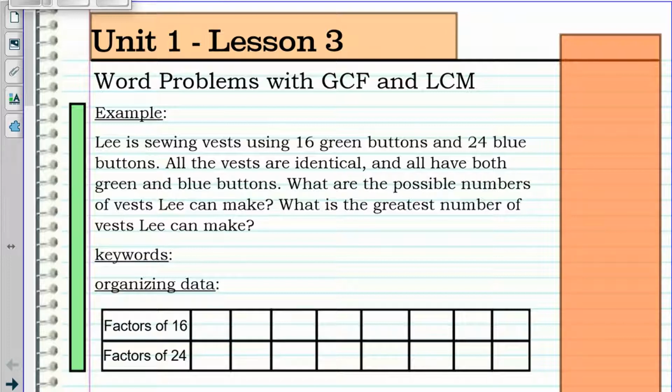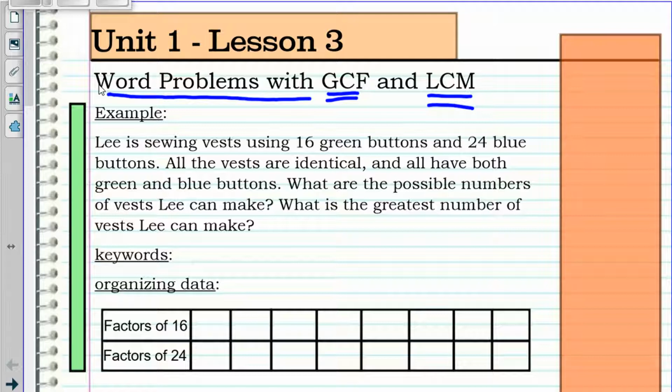Okay, so today we are back for Unit 1, Lesson 3, and it is to solve word problems with the greatest common factor and the least common multiple. I think the best way to do this is just to do 4 examples together, and hopefully in that way you can get some practice. Let's take a look at the first problem.